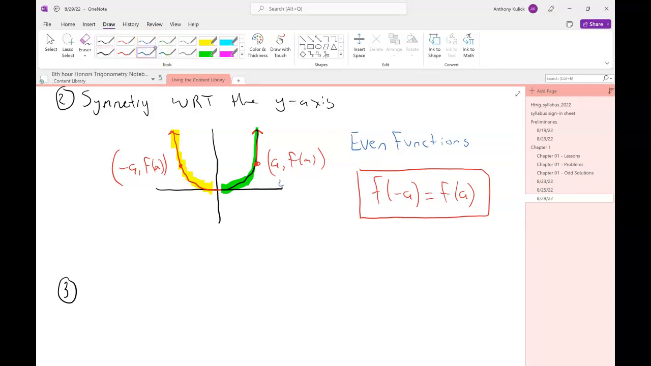Yeah. So if this is like (2, 3), and this is (-2, 3), f of negative 2 has to be 3, which is the same thing as f of positive 2, right? So f of negative a equals f of a. Does that feel okay? Cool.